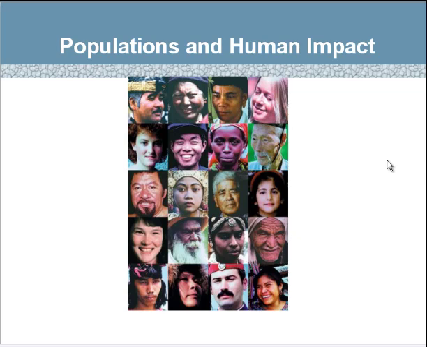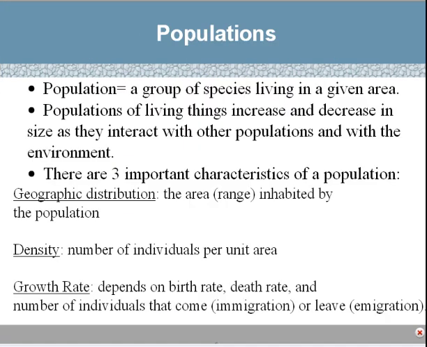Populations and human impact. In this unit, we will be talking about how populations affect other populations living in the same area, and also how humans impact the environment around us, both in good ways and in bad ways. The first thing we need to remember is that when we talk about a population, we are talking about a group of species living in a given area, one specific part of the environment.